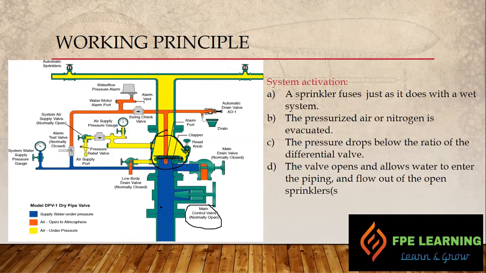So this is why the difference in the areas and the pressure differences can hold the system in idle condition. In normal condition, the system is in operation and the water is not discharging. It will only discharge when there is a fire and the sprinkler breaks.